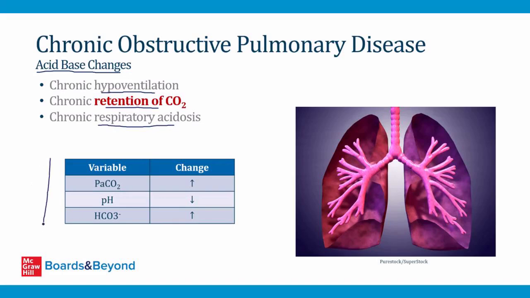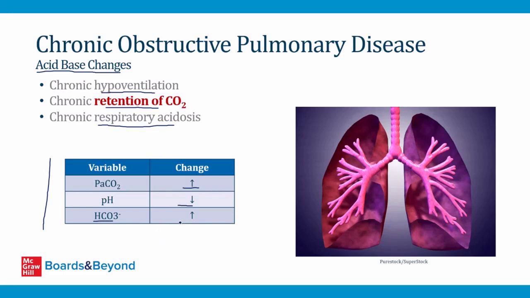So these are the findings down here that you expect in someone who has long-standing significant COPD. Their PaCO2 will be up. When that goes up, that creates acid, so their pH will be down. And then in response, the kidneys will produce more bicarb. This is a chronic condition, so the kidneys have time to respond to the acid-base disturbance, and they produce more bicarb.